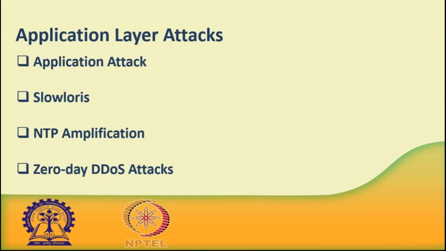Now different types of application layer attack are there, like application attack. This is also called layer 7 attack, where the attacker makes excessive login, database lookup or search requests to overload the application. It is really difficult to detect layer 7 attacks because they resemble legitimate website traffic.